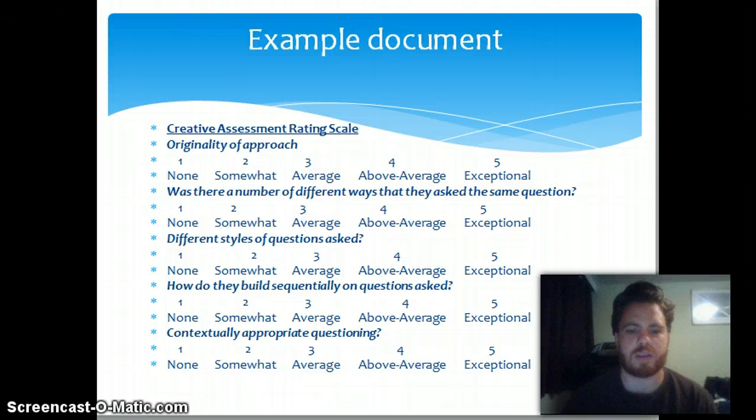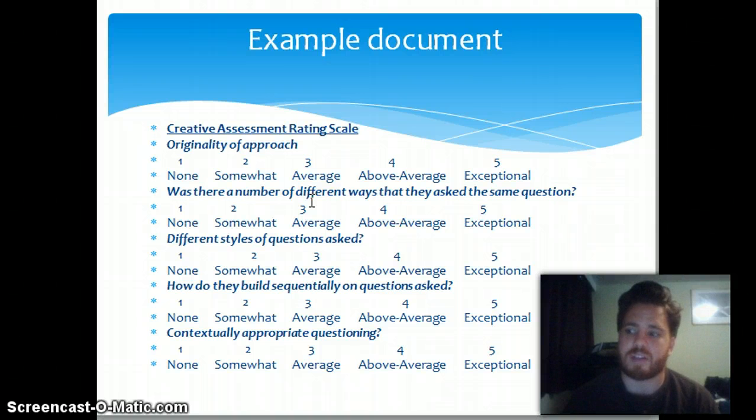As we spoke of in the last lecture, I feel that assessment can be carried out in a variety of creative ways. I've just put a scale up here, just a simple Likert scale, where you rate from 1 to 5, 1 being none and 5 being exceptional: originality of an approach, different ways of asking the same question, different styles of question asked. Do they build sequentially on the questions that they've asked? This is a very important component.